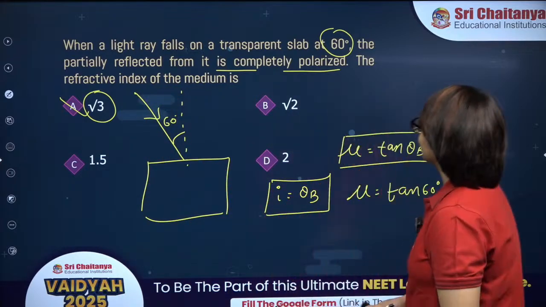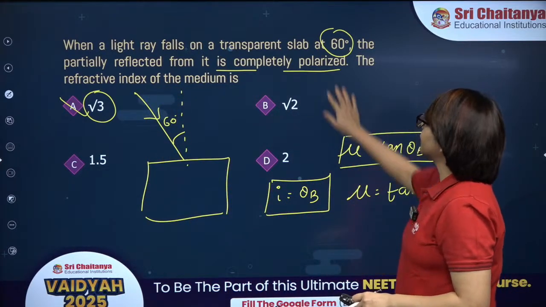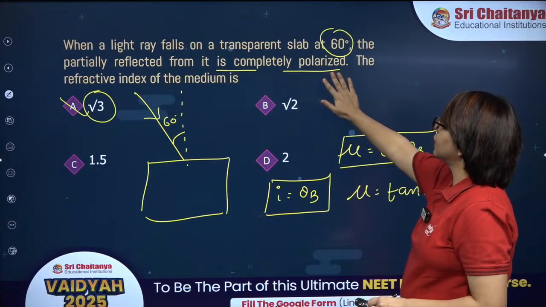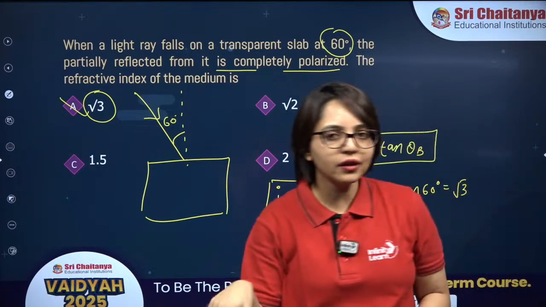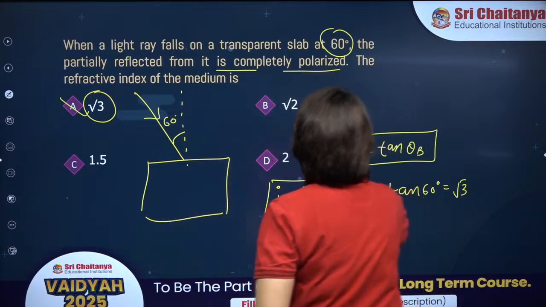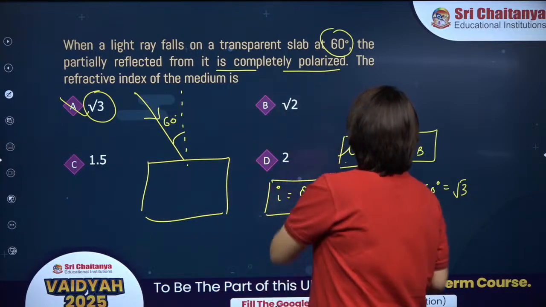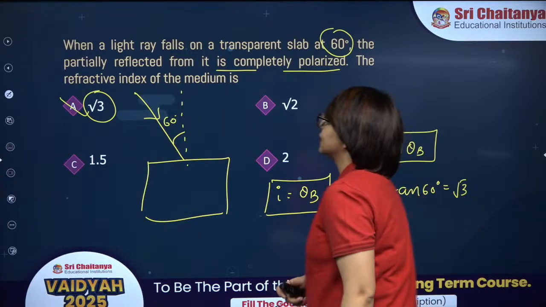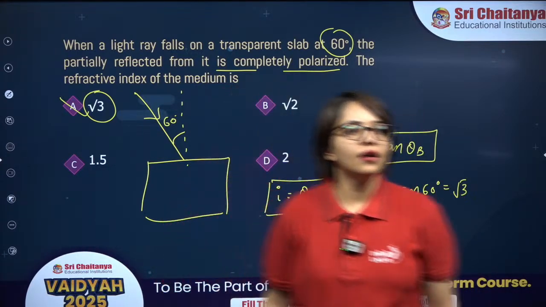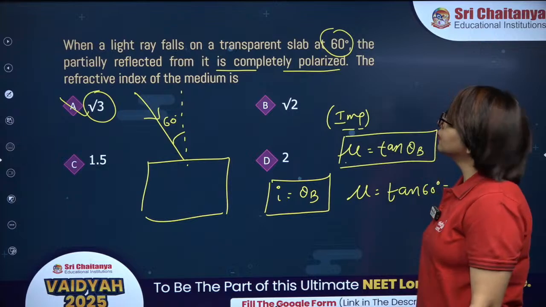If the reflected light is completely polarized, then the angle of incidence should be equal to the Brewster angle, and tan of Brewster angle is equal to mu. Please remember this one. This is important for us. This is from wave optics, polarization of light. Alright, let's try this one.